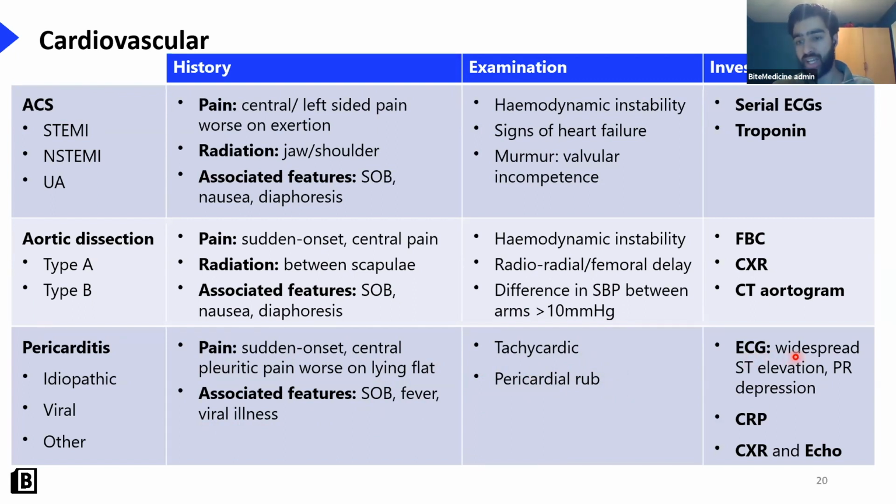The ECG, the classic finding is widespread ST elevation and PR depression. So PR depression is the most specific finding on the ECG for pericarditis. Pericarditis, as the name suggests, is inflammation of the pericardium. Therefore, if you have an inflammatory process going on, your inflammatory markers like CRP will be raised. And you want to do a chest X-ray and echocardiogram just to rule out any other potential serious causes of chest pain that you might be missing, like a pneumothorax, for example. So you can do a chest X-ray for that.